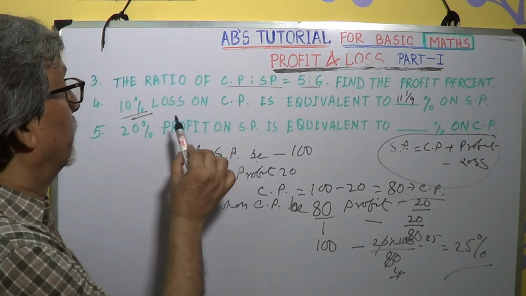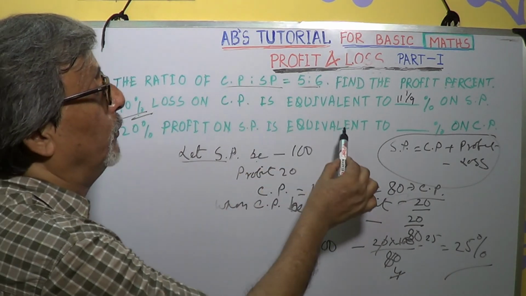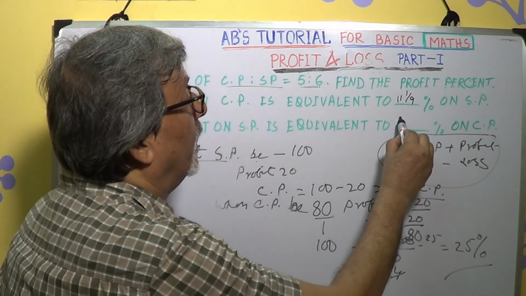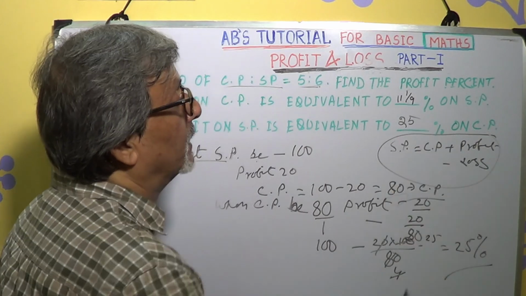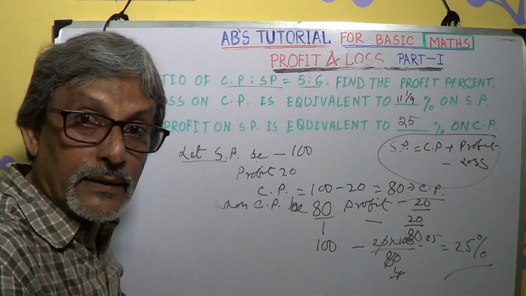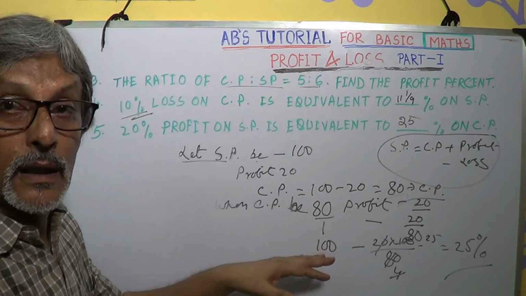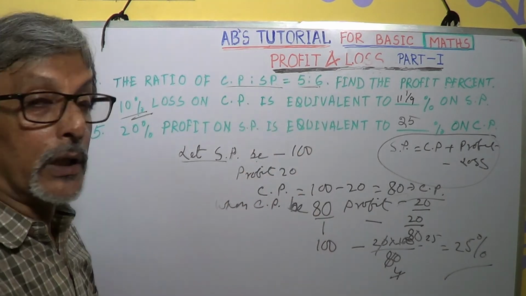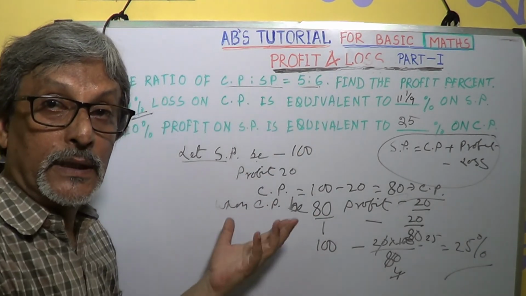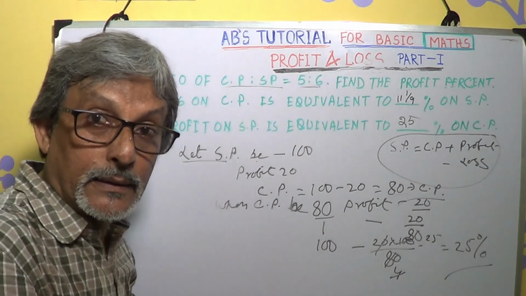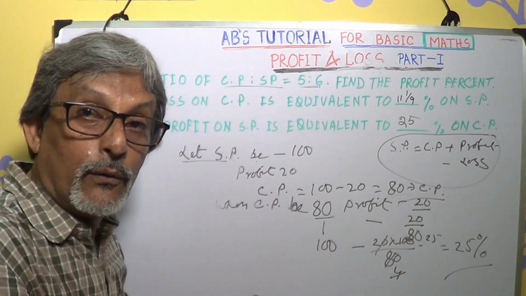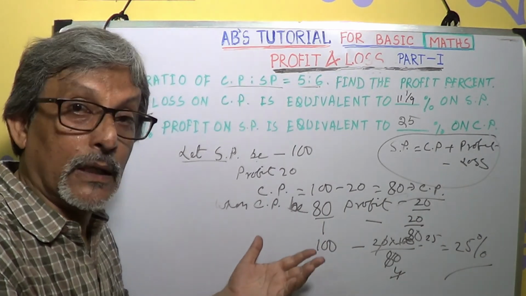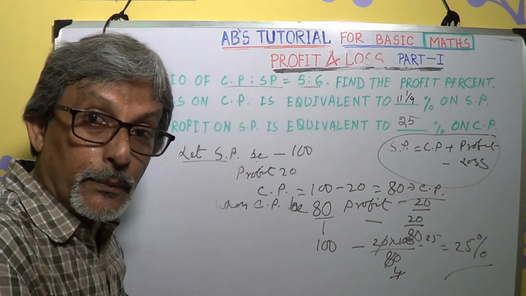So 20% profit on selling price is equivalent to 25% on cost price. So these are the basic concepts and the way of working with this basic concept, what type of problems are set. In the next class we will go for another types of profit and loss and we will do more examples.